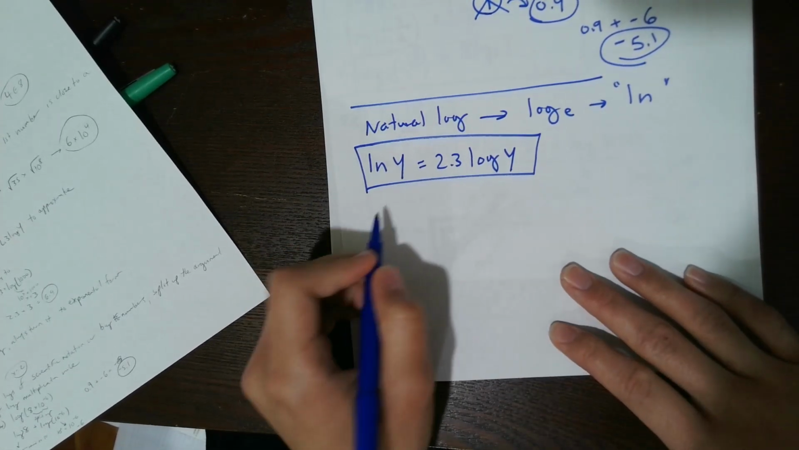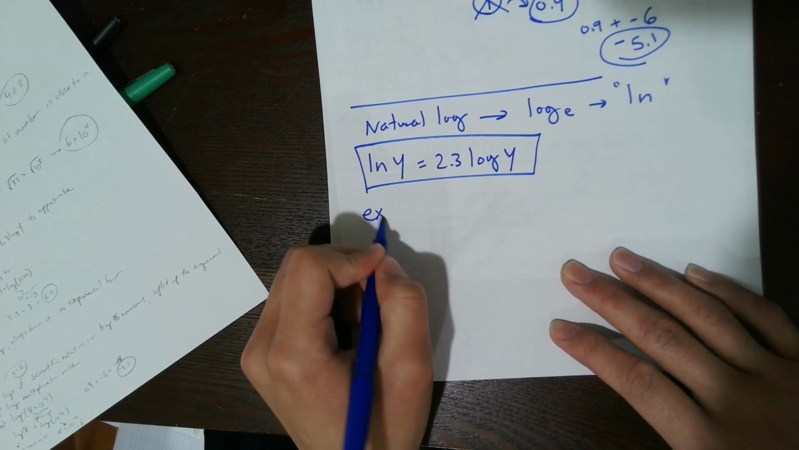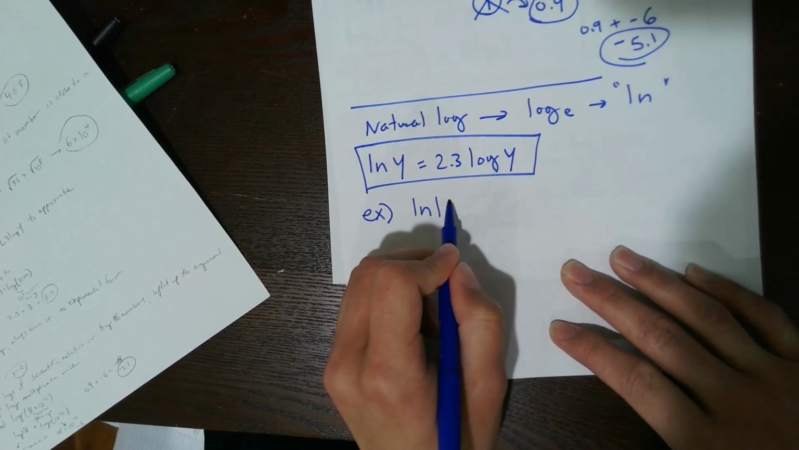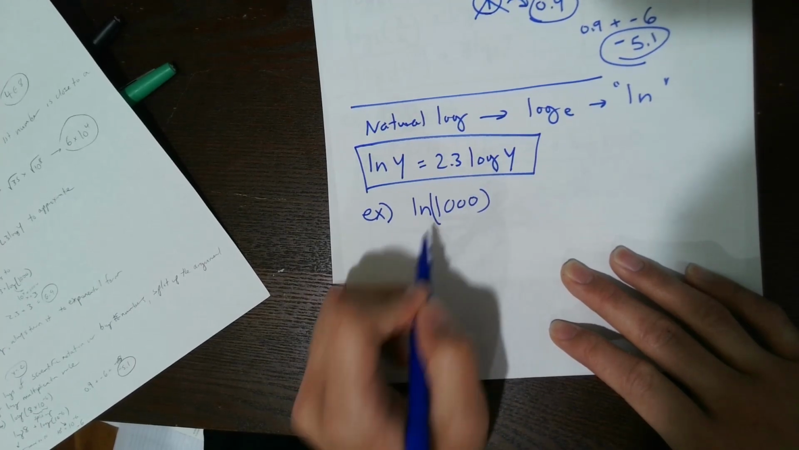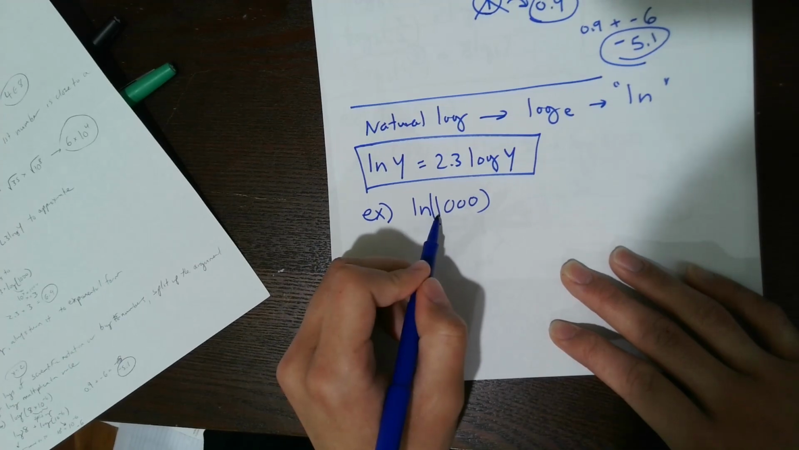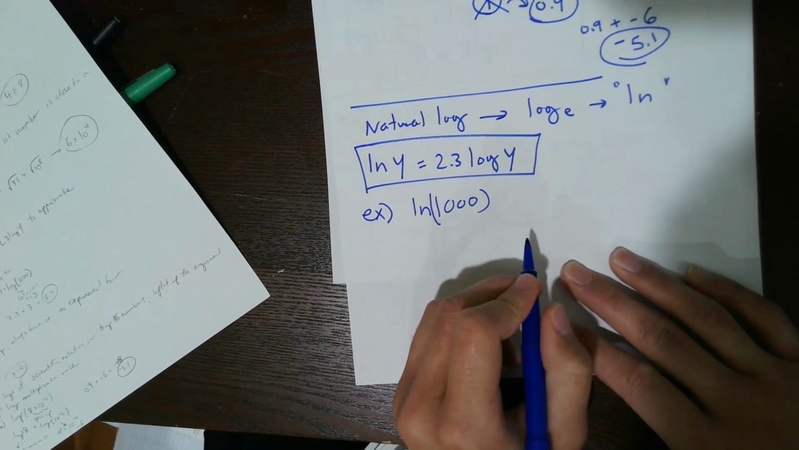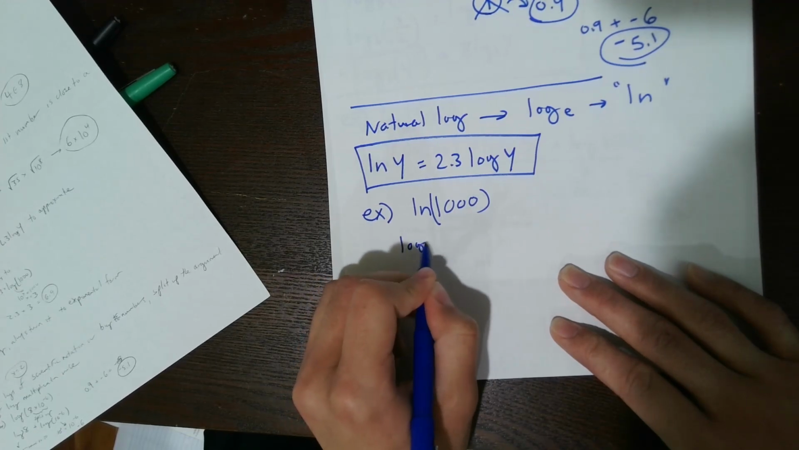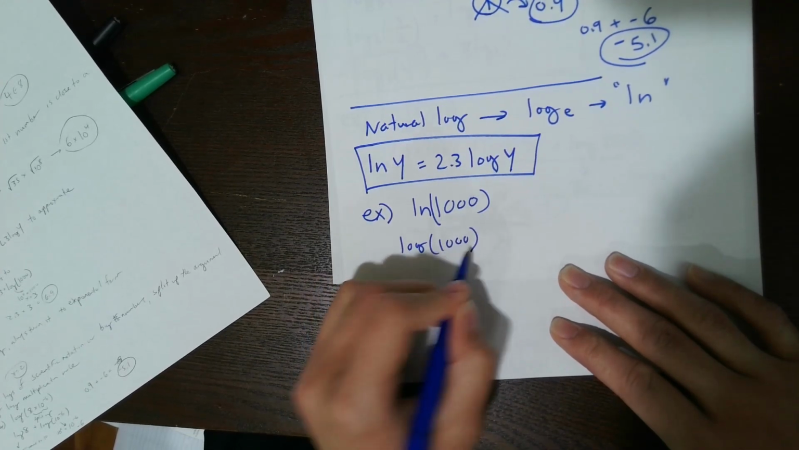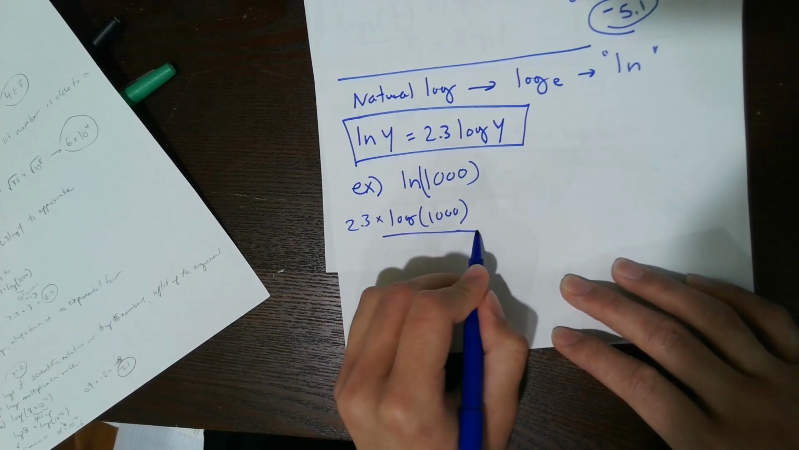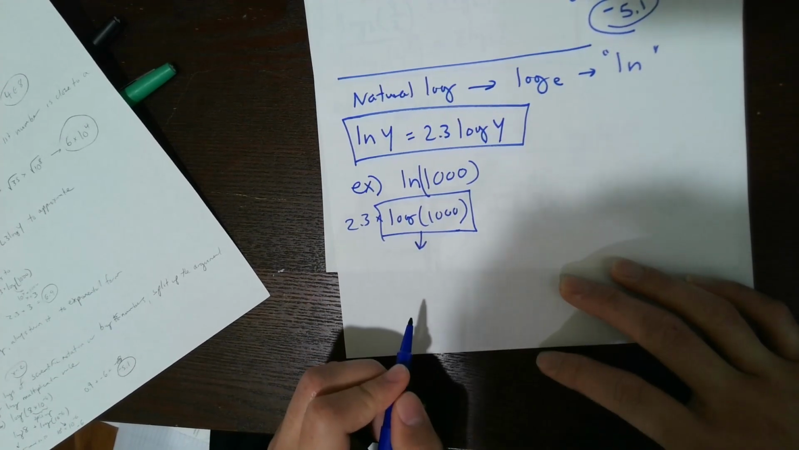It just works. So let's do an example. Let's say we have ln of 1,000. So we have to find ln of 1,000. First, let's start off by using this formula. We're going to find the log of 1,000, and then we're just going to multiply it by 2.3. So let's start with this part. How are we going to find that?